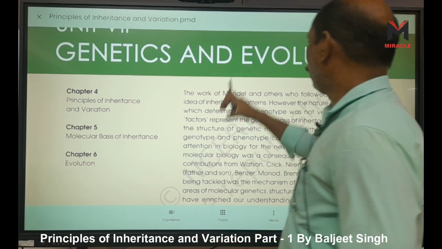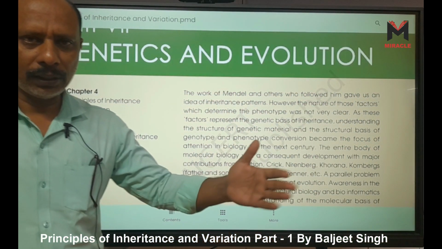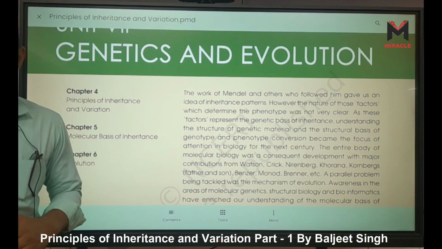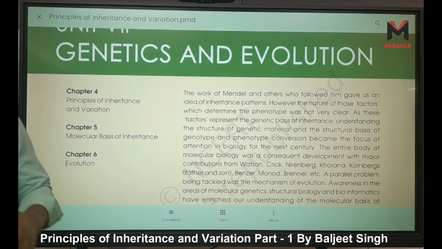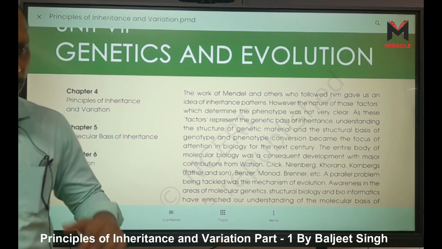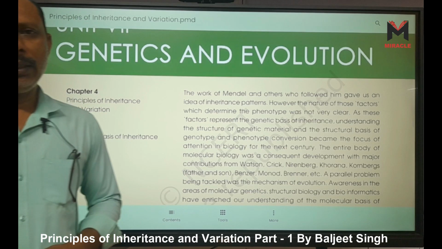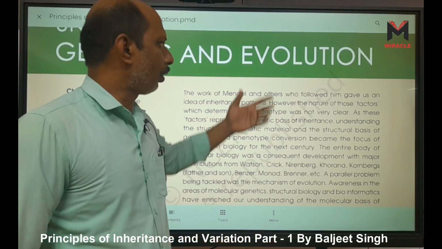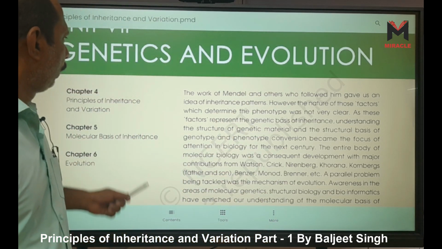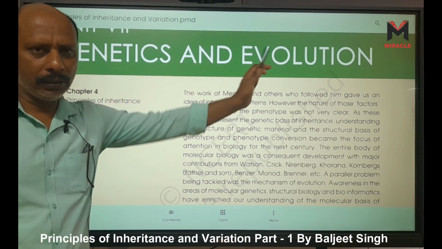And evolution means what? A gradual variation comes, right? When a gradual differentiation happens time after time, or we can say due to variation, a gradual variation happens, and this is called evolution, right? In this unit, two things are there. We have to read genetics, and the other one is evolution.